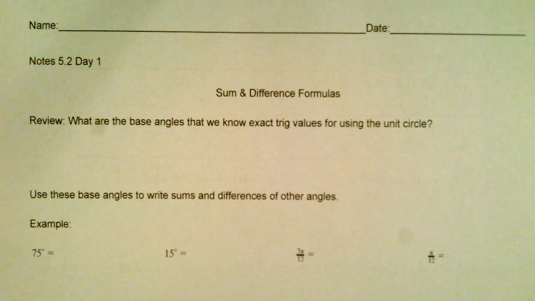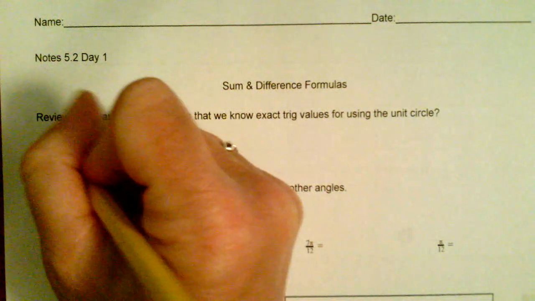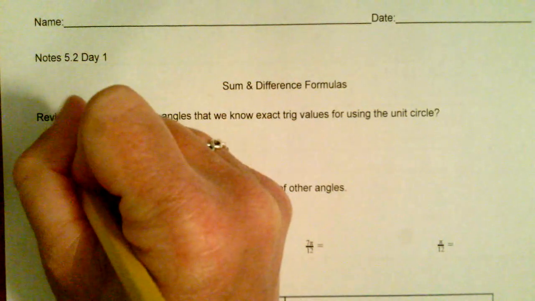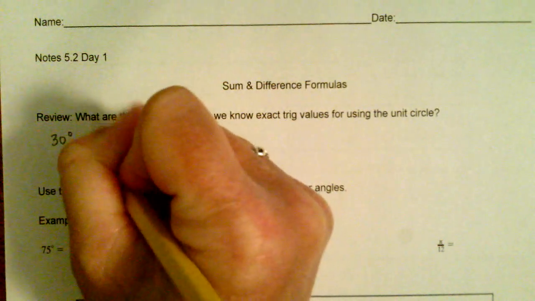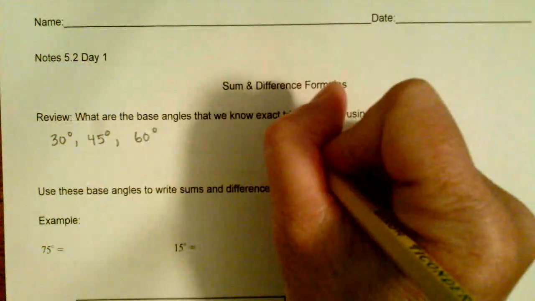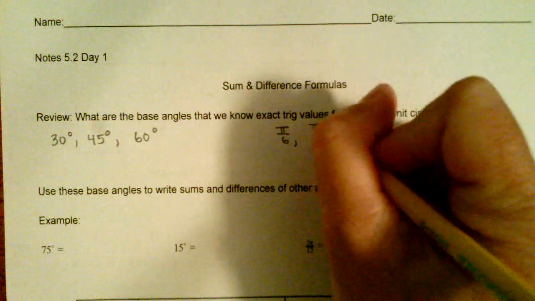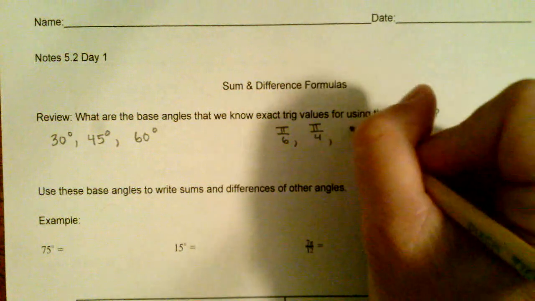Okay, the first thing that we're going to do is we're going to review. And we're going to just talk about the base angles that we know exact trig values for using the unit circle. Okay, and so these are our angles in the first quadrant. We have in degrees 30 degrees, 45 degrees, and 60 degrees. And in terms of radians, that's equivalent to pi over 6, pi over 4, and pi over 3.